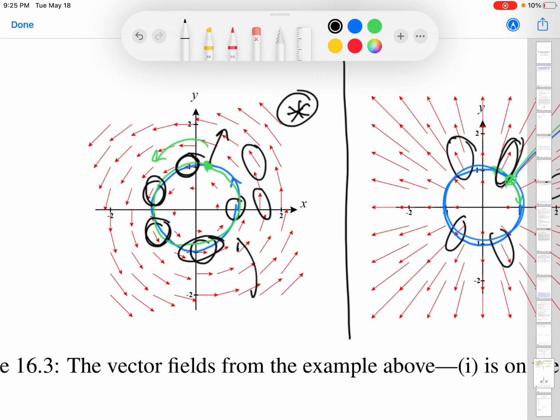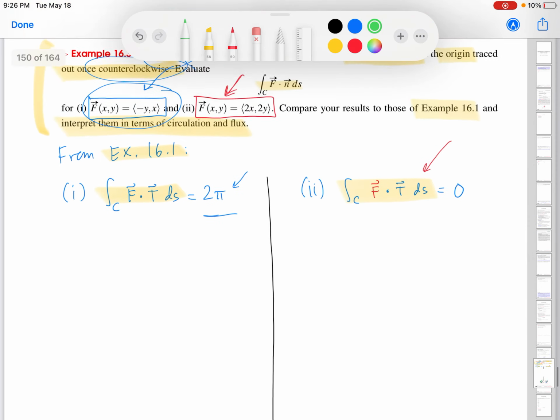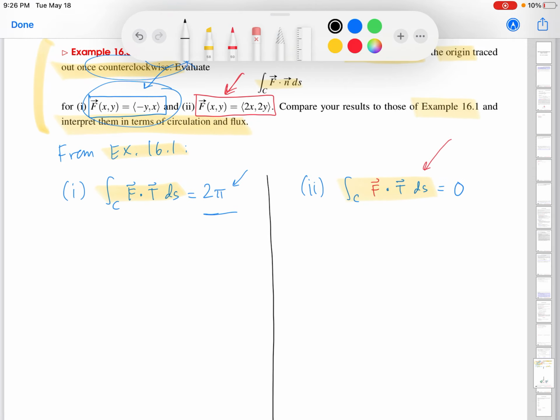We expect that if we were to remove this fictitious wire of a circle and just let the bead roam free, it would still rotate, but it would not fly out or fly in. No net flux, so we would expect that the flux would be 0. So, given all that, let's go off and actually calculate the flux for these two vector fields.